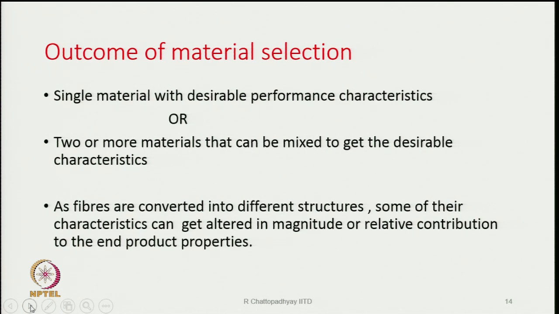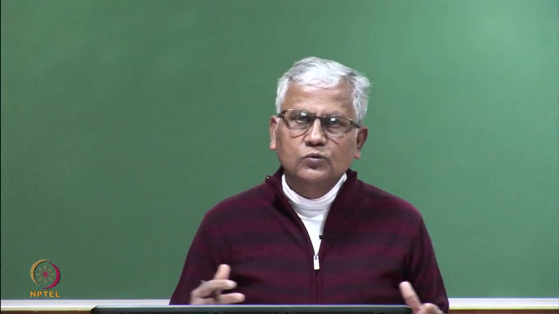The outcome of the material selections could be, as I just told, a single material with desirable performance characteristics, and in some cases it could be 2 or more materials that can be mixed to get the desirable characteristics. Many a time we blend. You are very familiar with polyester cotton blended shirts or polyester viscose blended materials. They are so common because one material does not suit and does not give us the desirable performance, and therefore we try to mix 2 different types of fibers.